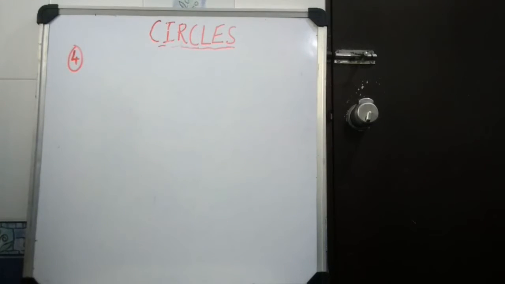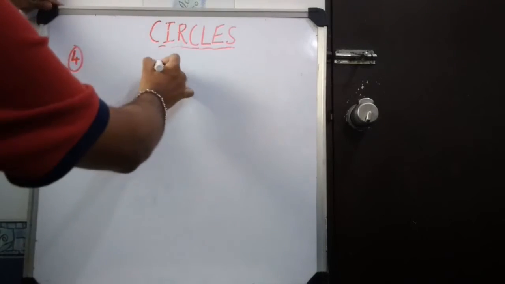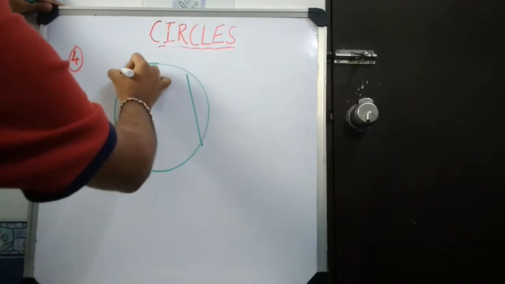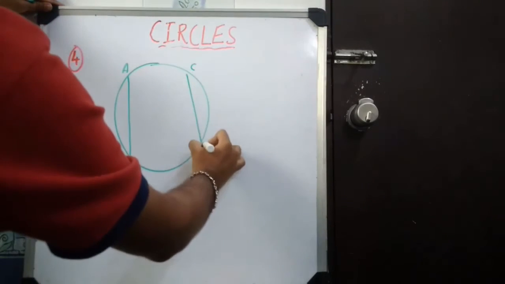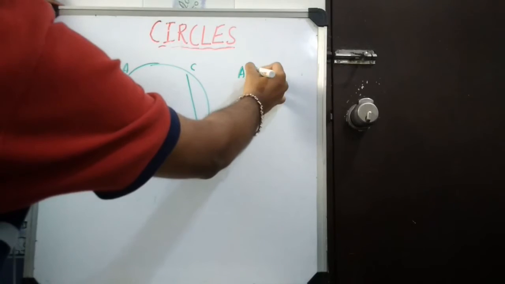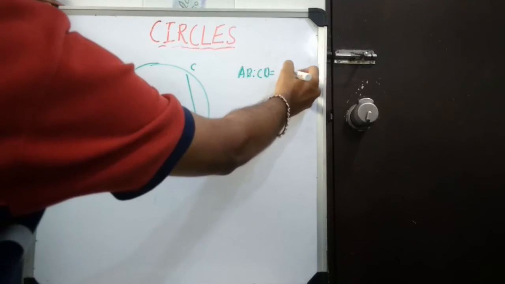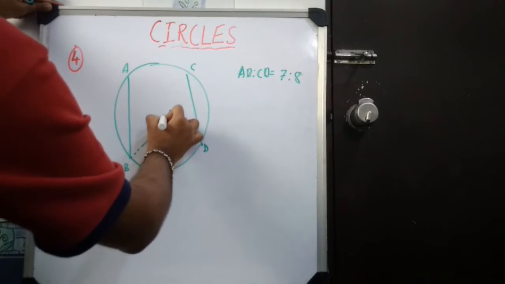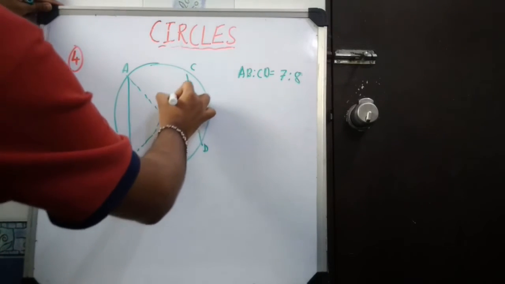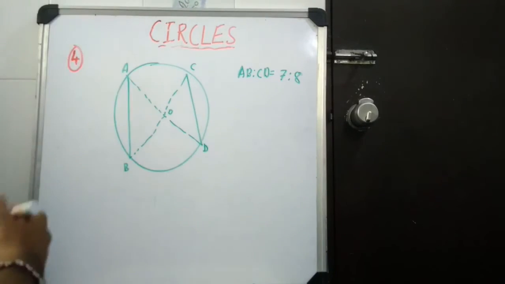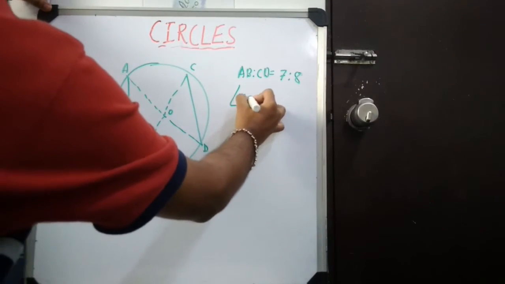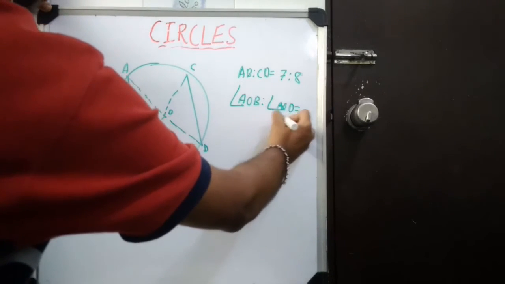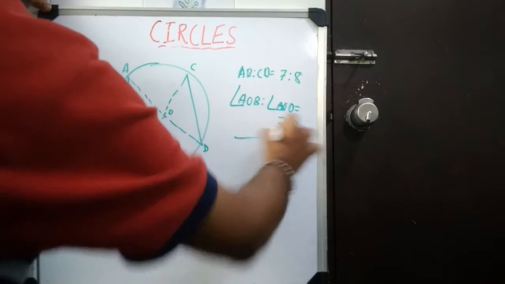Now let's look at the fourth one. The fourth one says the chords are not equal, but their lengths are in a ratio. So I have two chords. AB is to CD is given as 7:8. I have to find how the angles are related. Isn't it intuitive? The angle AOB is to angle COD is going to be 7:8. That's all. As simple as that.